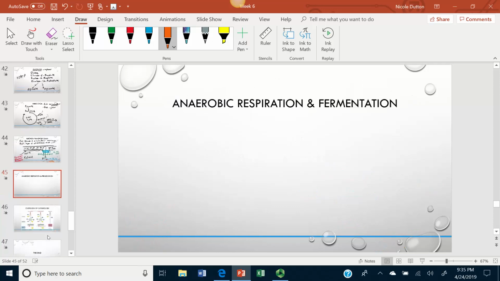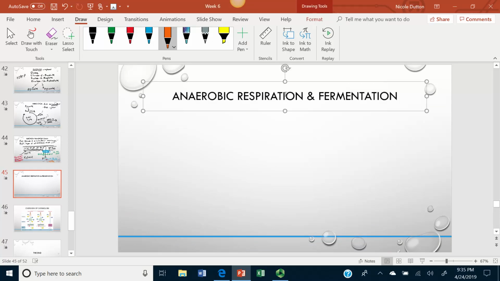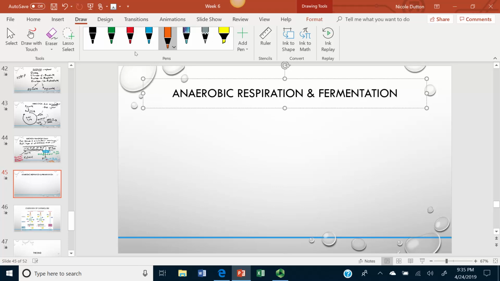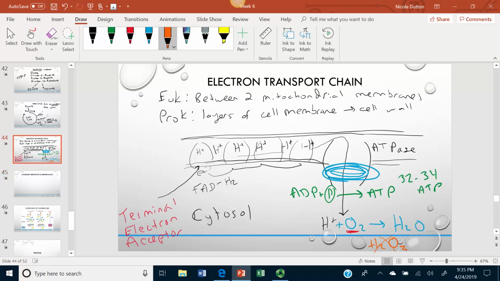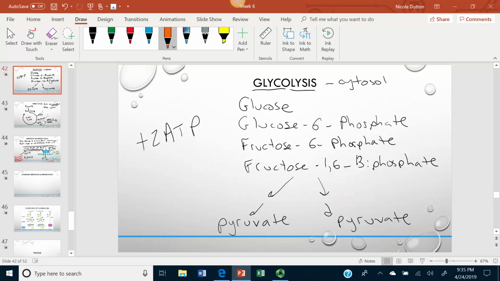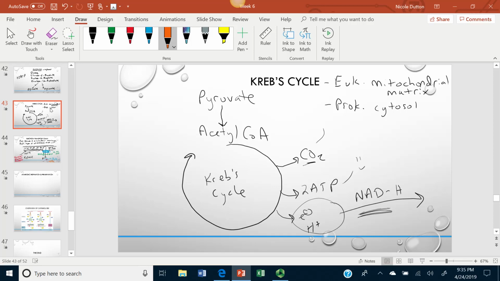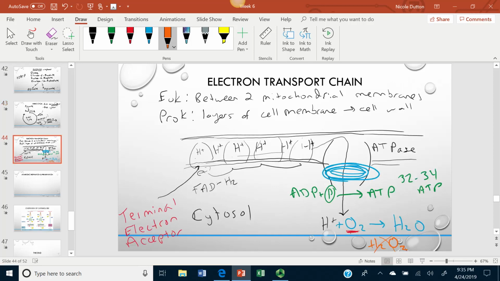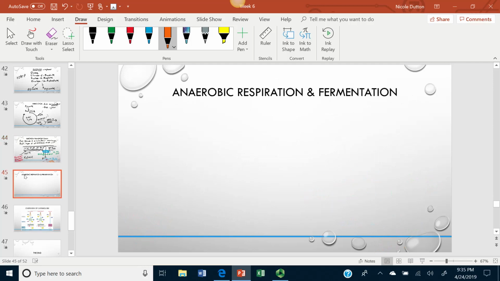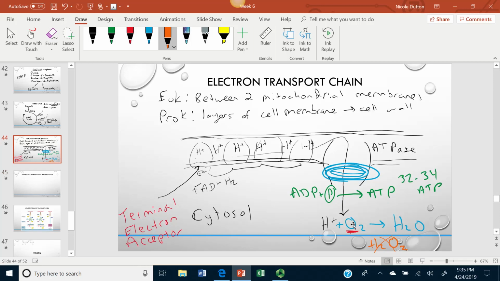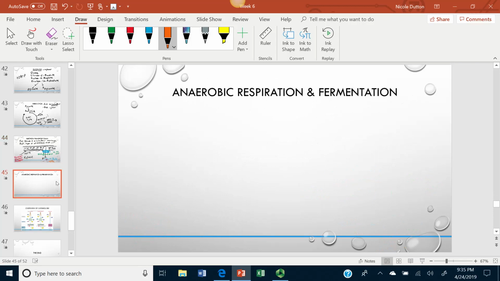So anyways, that was kind of a side note about the importance of this formation of hydrogen peroxide. But let's wrap up here by talking about aerobic or anaerobic respiration and fermentation. So anaerobic respiration is simple. You're going to go through all of these steps. You go through glycolysis, you go through the Krebs cycle, and you go through the electron transport chain. Except when you get to the very end, that electron acceptor is not oxygen, it's something else. Usually the something else is going to be sulfur.